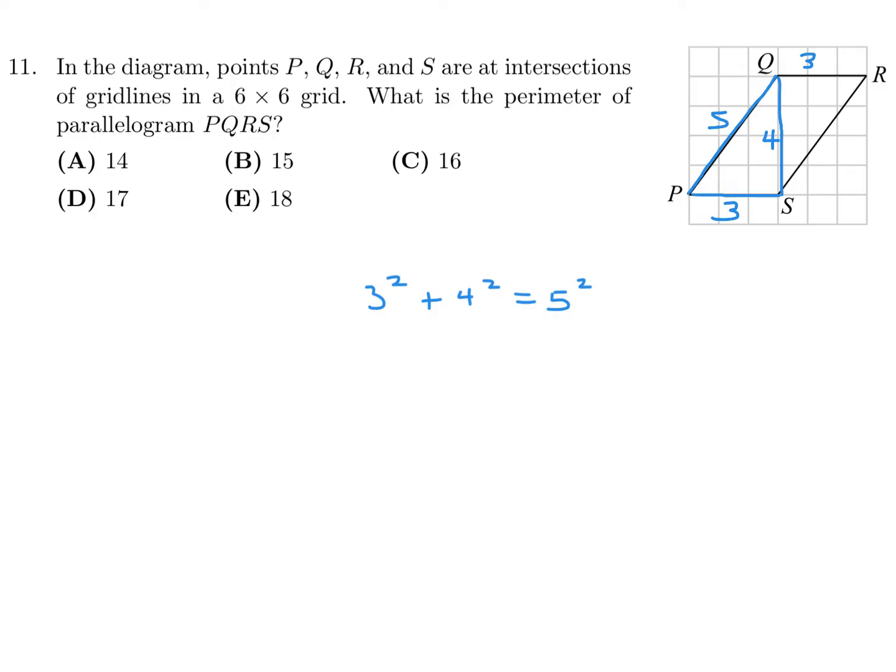Most of you, if you're writing math contests, I'm sure you know about that. And therefore, that side's 5 because it's a parallelogram. Therefore, the perimeter would be 3 plus 3 plus 5 plus 5. And that is 16. Therefore, C is the answer to number 11.